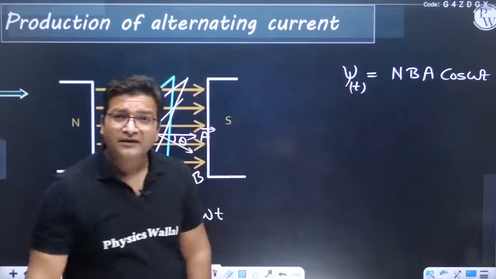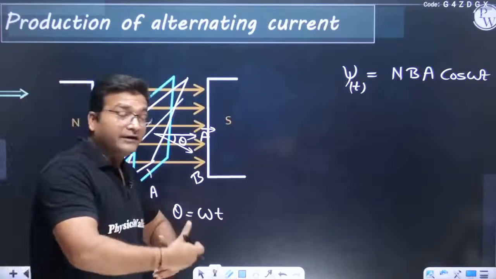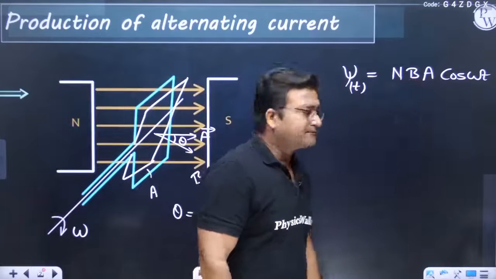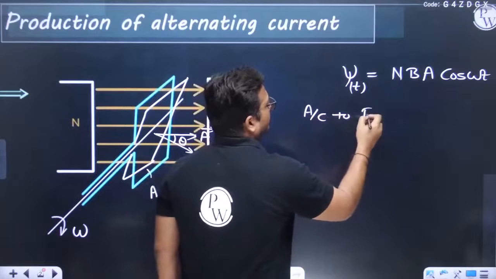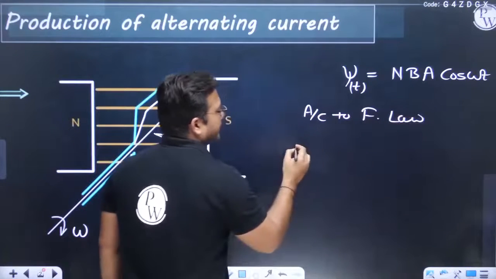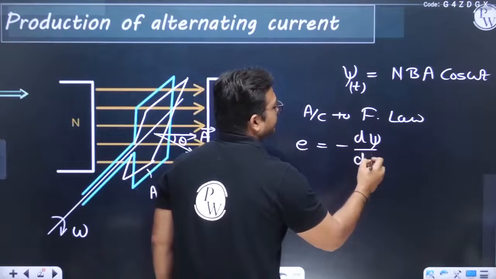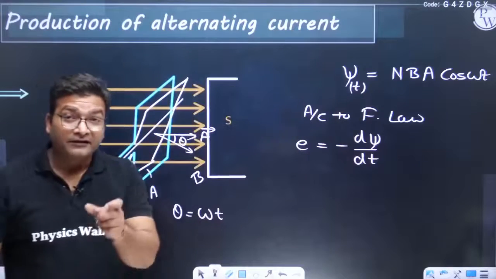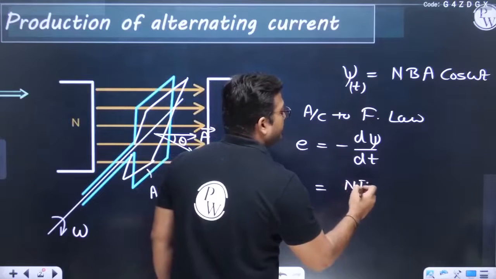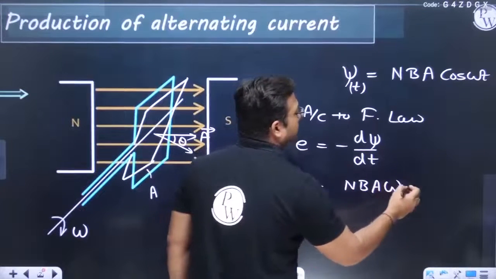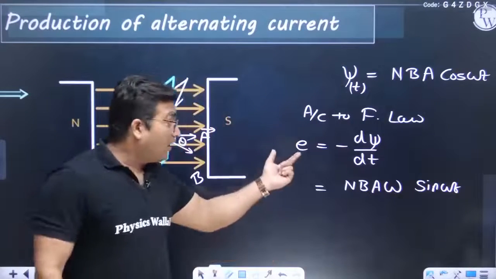So can you see? We have generated flux through the coil, and that is varying alternately as a function of cos omega t. According to Faraday's law, the induced EMF is equal to negative of d psi by dt. So if we differentiate this flux linkage with respect to time, we would get N B A omega sine omega t. So we now have alternating voltage.